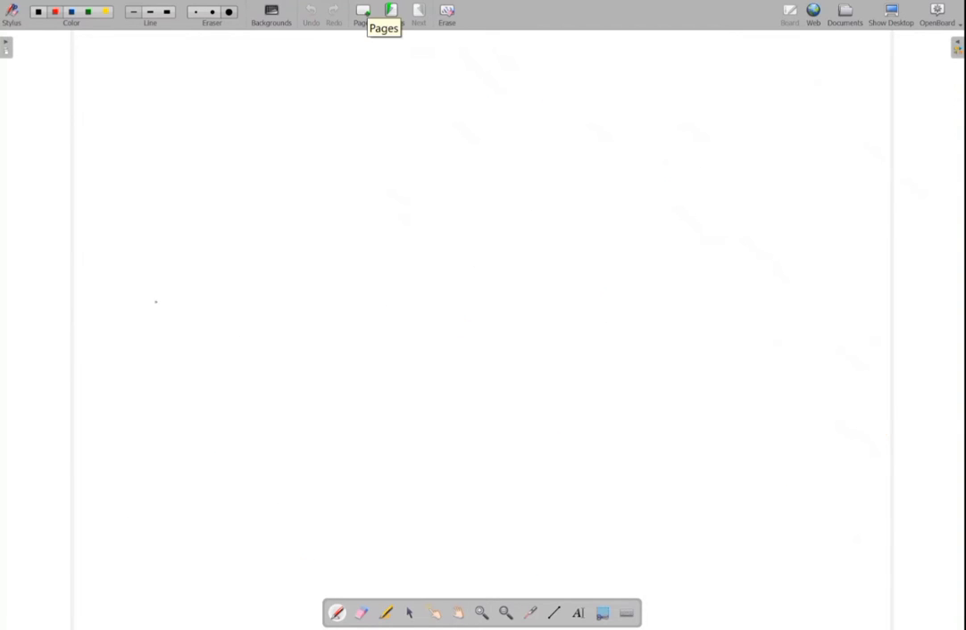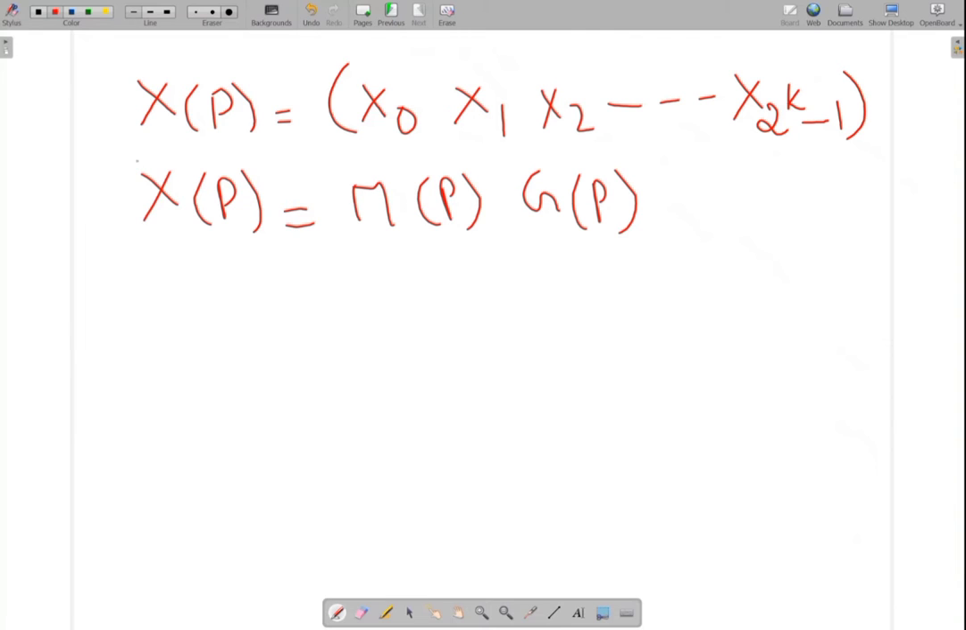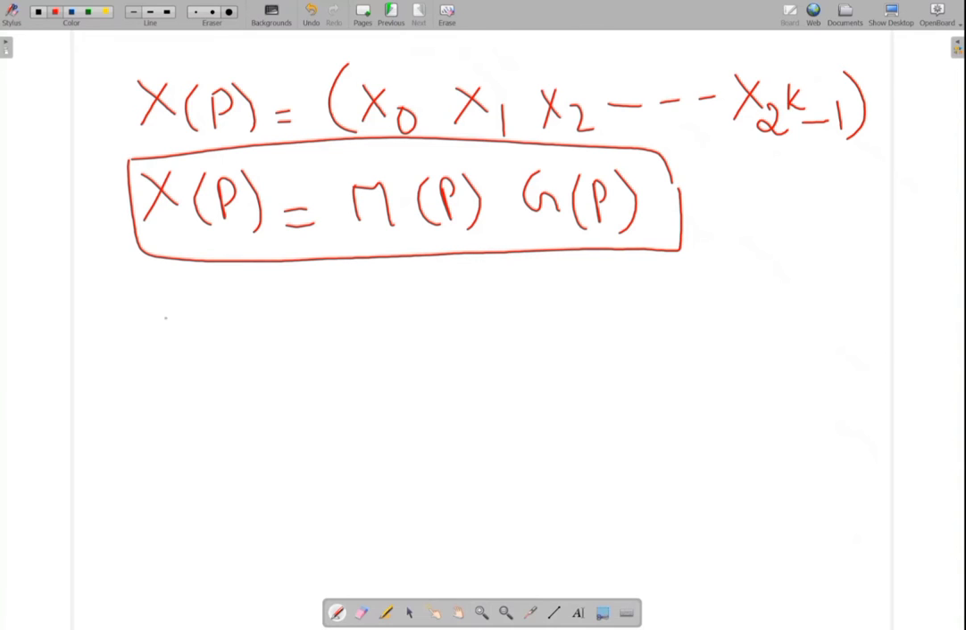Next, find out x of p. X of p is all the possible code vectors x0, x1, x2, up to x 2 power k minus 1, where x of p is equal to m of p into g of p. By using this expression, find out.